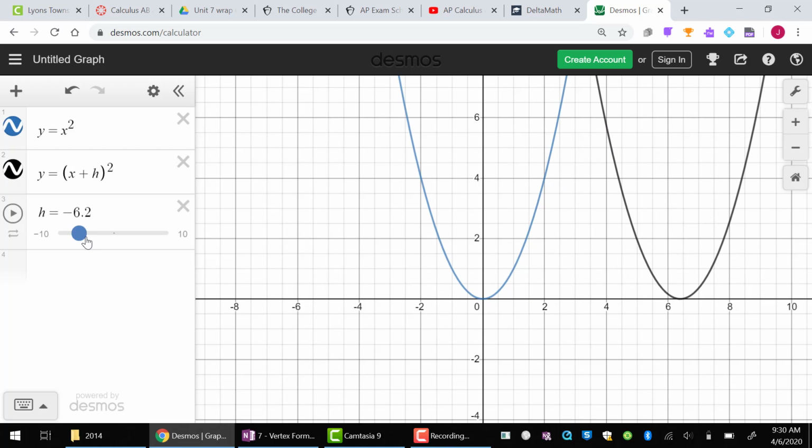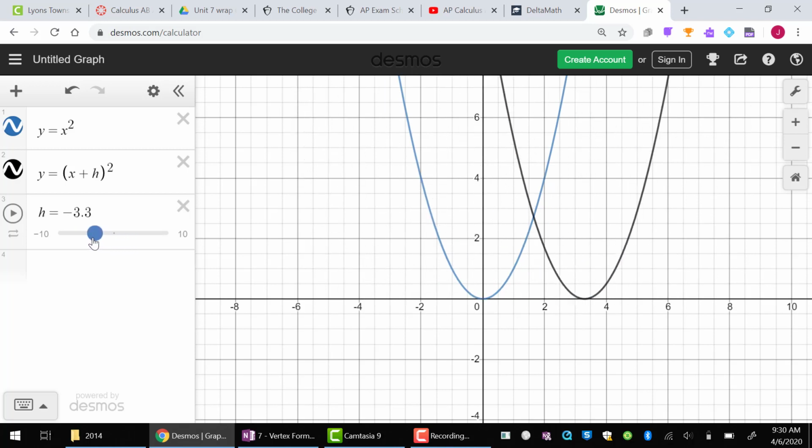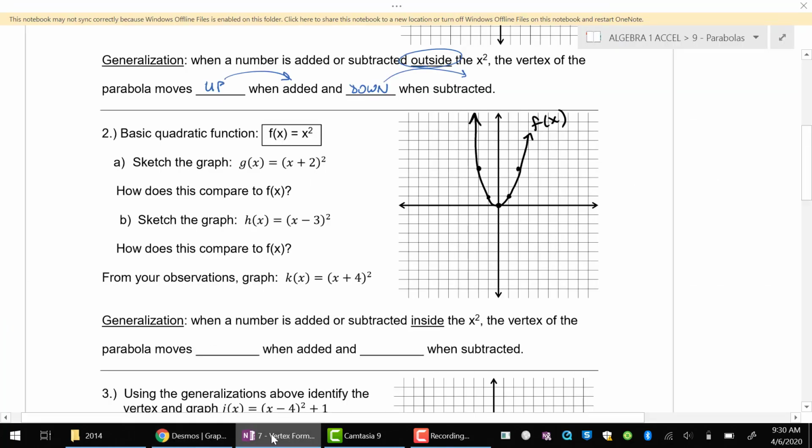So we have 2 transformations. This transformation is a horizontal, left or right shift, and the one that has a plus or a minus on the outside of your x squared is going to shift the parabola up or down. So let's go back to our paper and we'll fill in those conclusions.